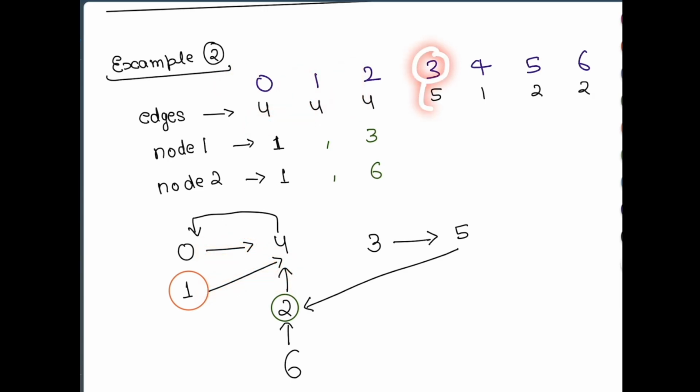Then from 3 we can go to 5. So from 3 we can go to 5. So from 4 we can go to 1. So from 4, okay, this is wrong. We just need to delete this and make it from 4 we can go to 1, right? So from 4 we can go to 1. From 5 we can go to 2.